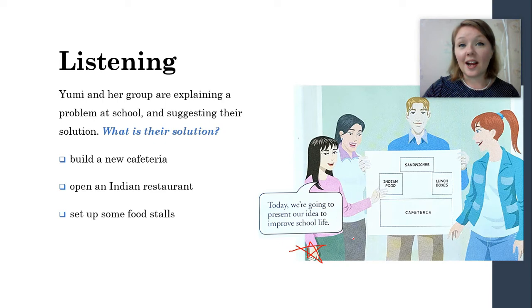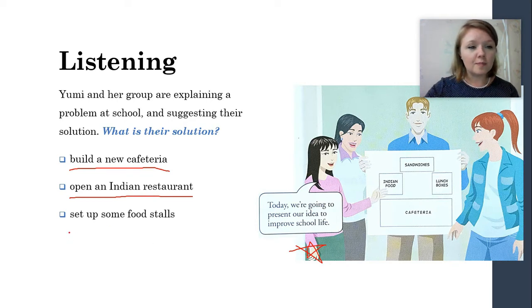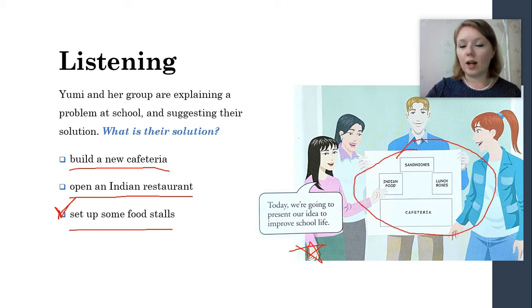All right, now that we have finished the listening, what was their solution? Was it to build a new cafeteria, open an Indian restaurant, or to set up some food stalls? Their solution was to set up some food stalls, which we can see in their picture as well, right? They do not want to make a new cafeteria. They just want to add some more options for students, right? This is their solution.